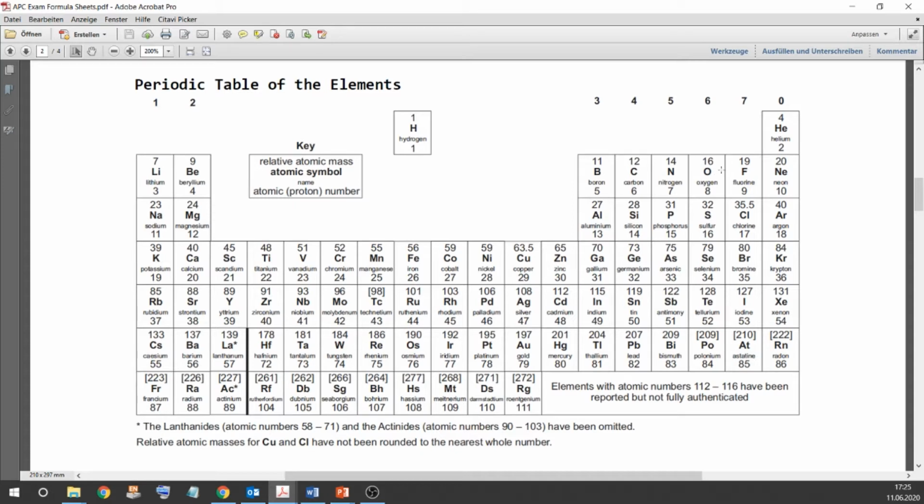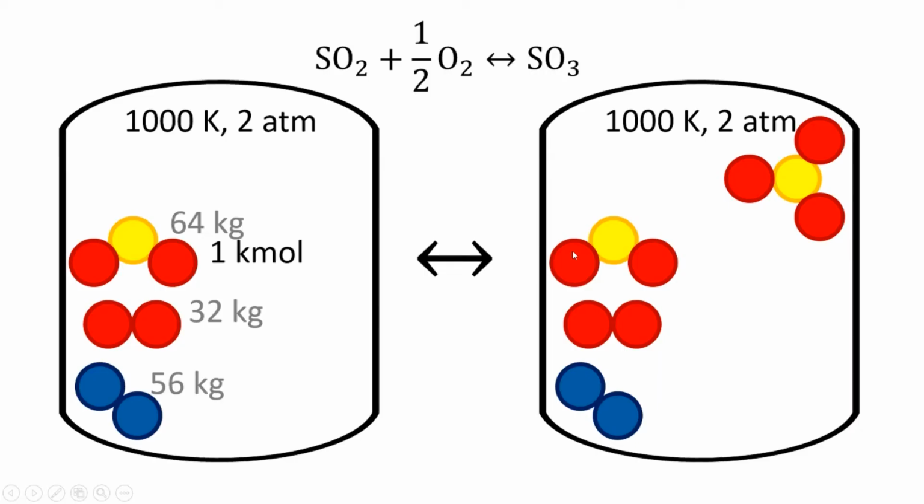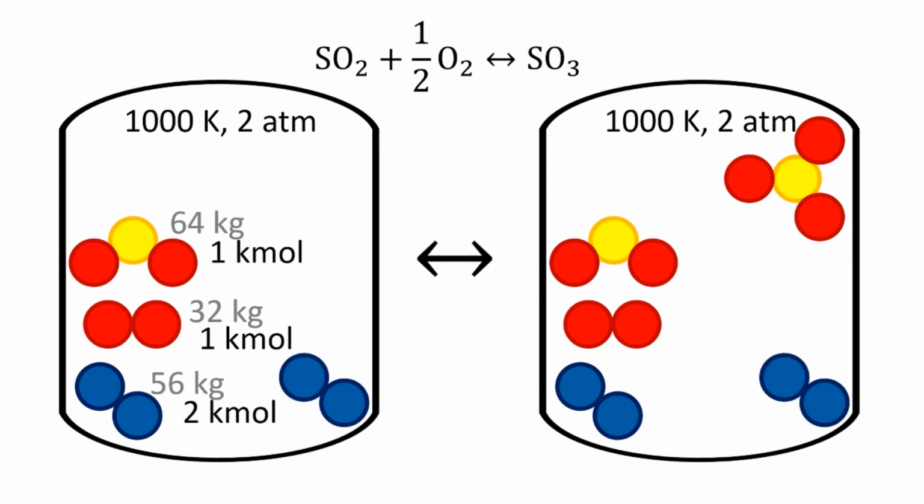For oxygen, I have a molar mass of 16. So for this O2 molecule, I would have a molar mass of 32, which means I also have 1 kilomole of O2. Nitrogen has a molar mass of 14, meaning for each mole of nitrogen gas, N2, I have 28 grams. I'm told I have 56 kilograms, so this means I have 2 kilomoles of nitrogen. So I have 1 kilomole of SO2, 1 kilomole of oxygen, and 2 kilomoles of nitrogen.